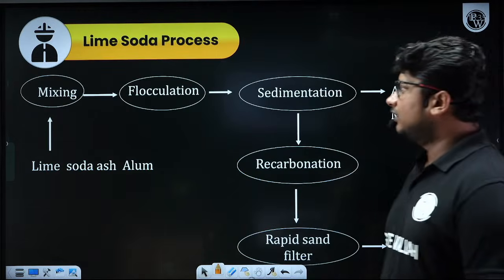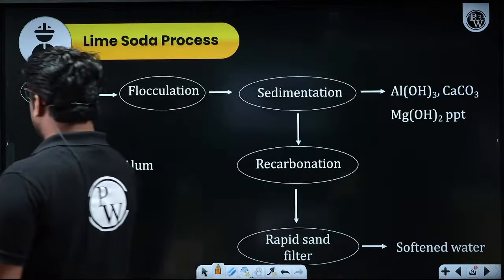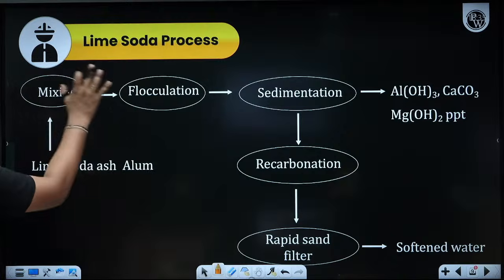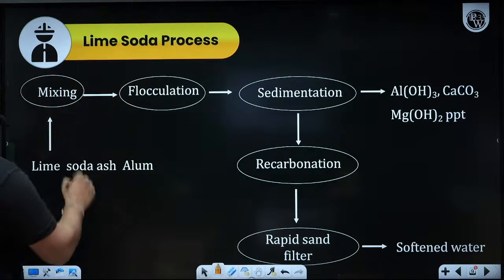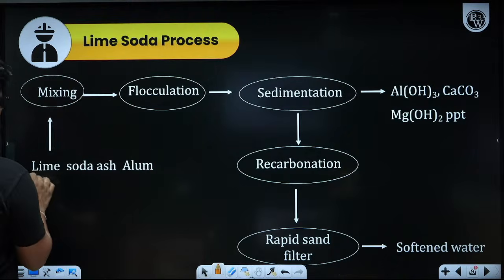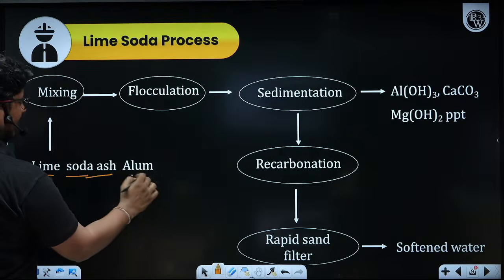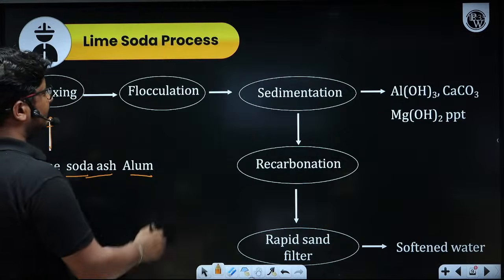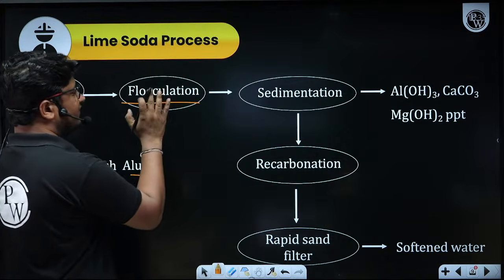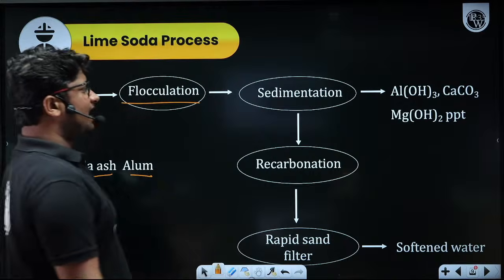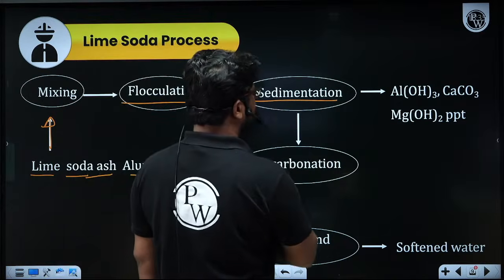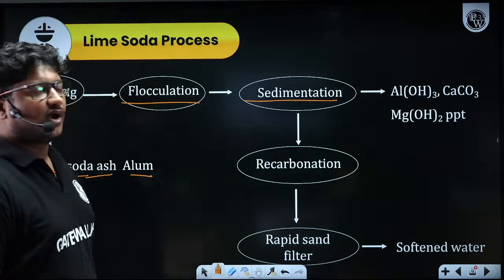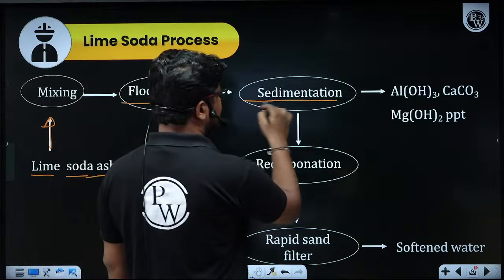Okay. Now, in the lime soda process, a complete flow chart I am giving to you. Here you are doing the mixing of lime, soda ash, and alum. Then the flocculation comes. You give some time for the floc formation, and then comes the sedimentation. Because you have added some lime also, no? So definitely you have to give some time for the floc formation, and this is the sedimentation tank now.